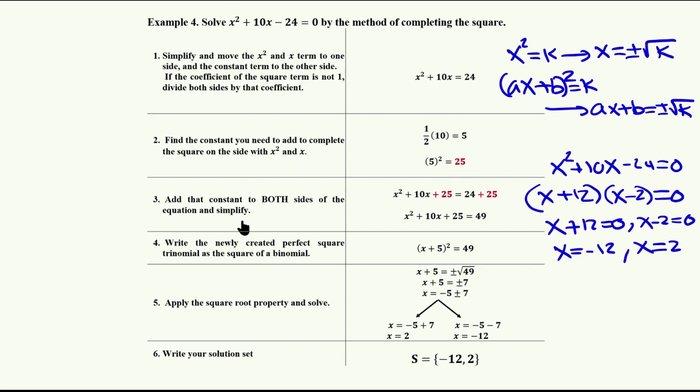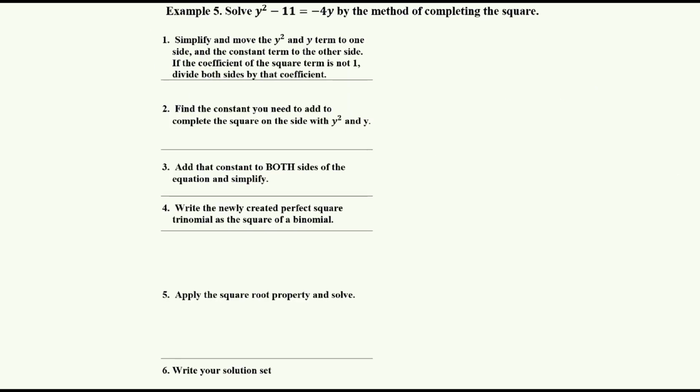And once you do, you go ahead and add the constant to both sides. We write the equation in a square of a binomial form, and we apply the square root property. Then we write our solution set. So we'll do that next with another problem. Okay, let's go ahead and take a look at this problem now.